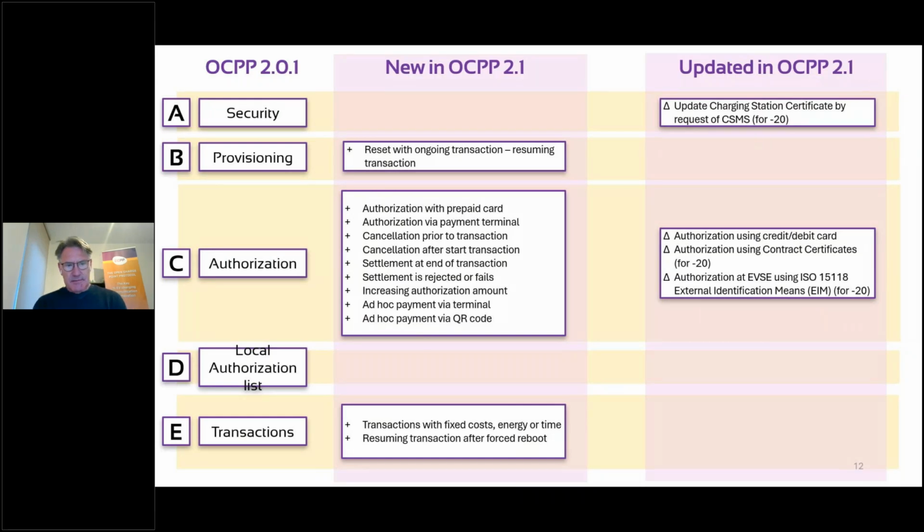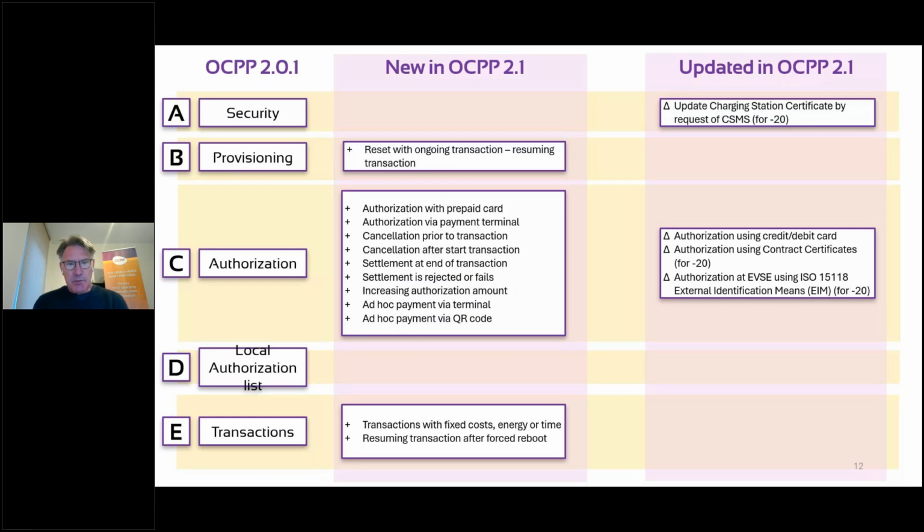So here you see the first 5 functional blocks from OCPP, and I did a short summary of the changes. I'll have 2 more slides with a little bit more detail coming up next. But you see we have a minor change in security, where we had to update something about the charging station certificates, specifically for ISO 15118-20. Then in the provisioning block, we have a new reset message that allows you to reset an ongoing transaction and then resume the transaction again afterwards. So that's a minor extension of the reset message.